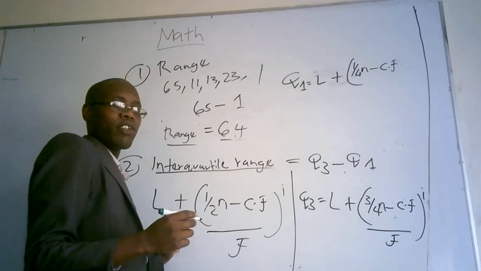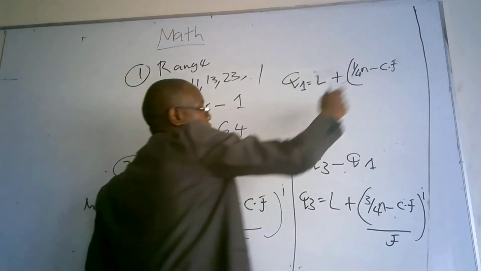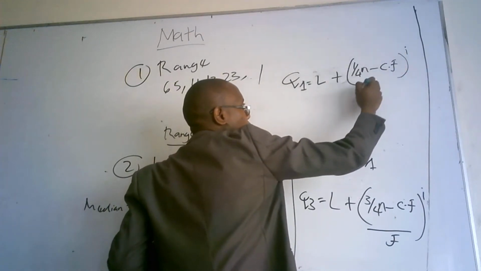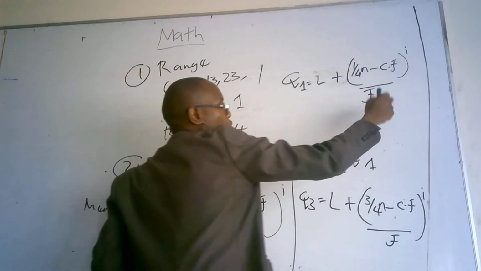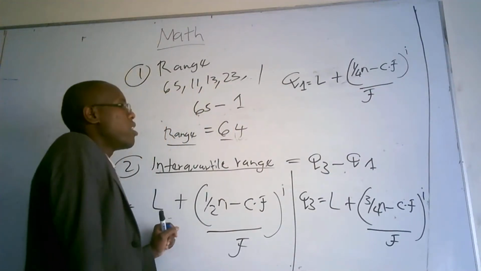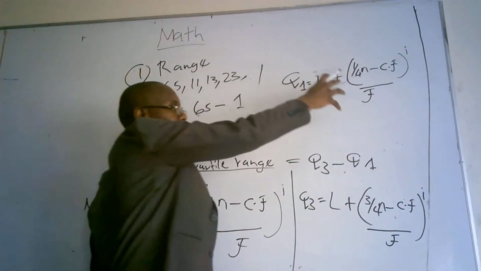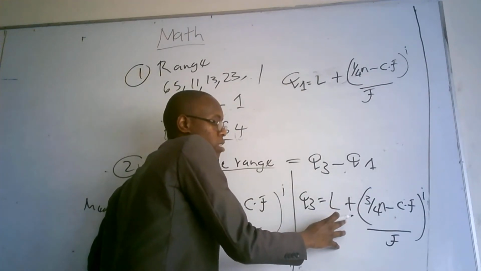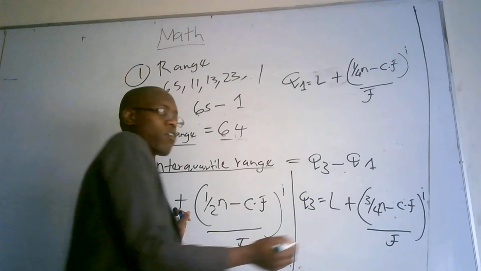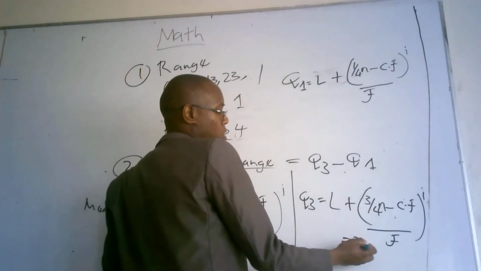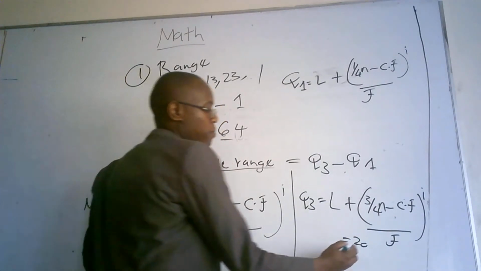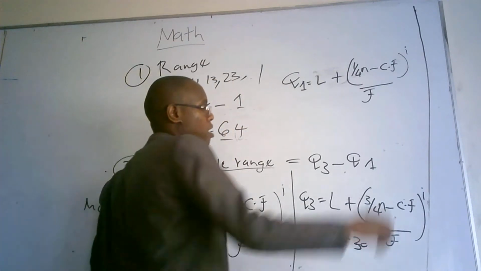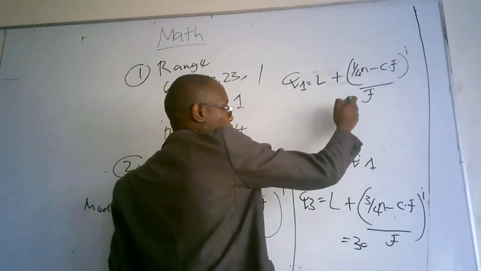So you have the cumulative frequency above quartile 1 class. You close the bracket, you multiply by the class interval divided by the frequency of quartile 1 class. So the answer you are going to get here from quartile 3, let us assume that answer is 30, and the answer that we have gotten from quartile 1 is 10.